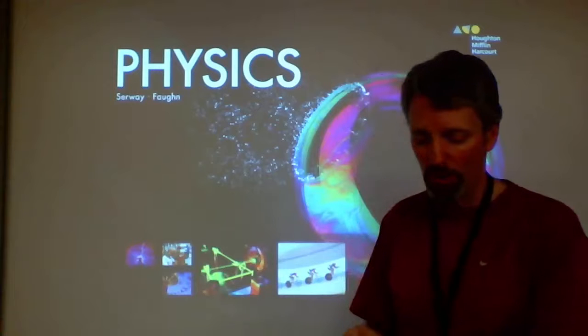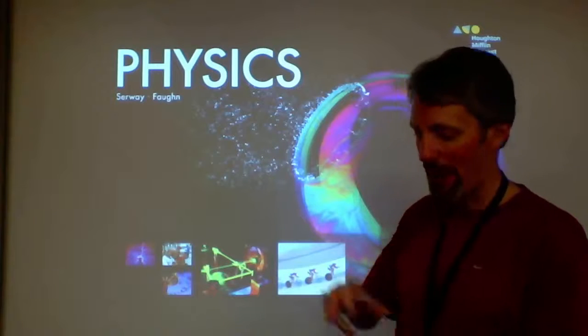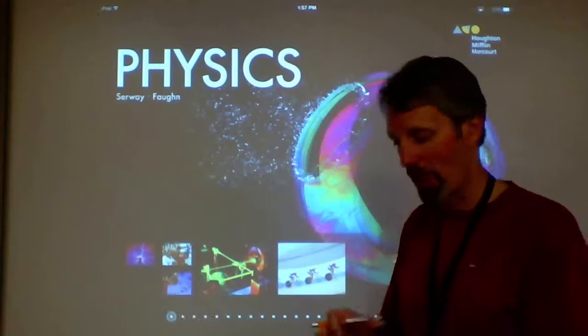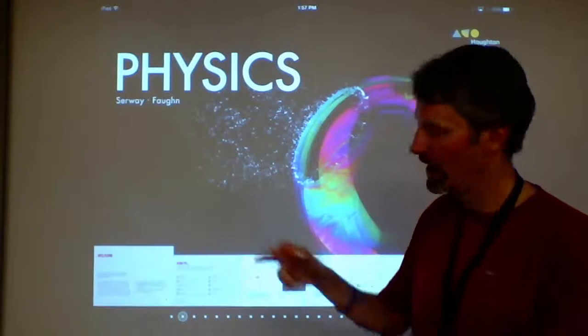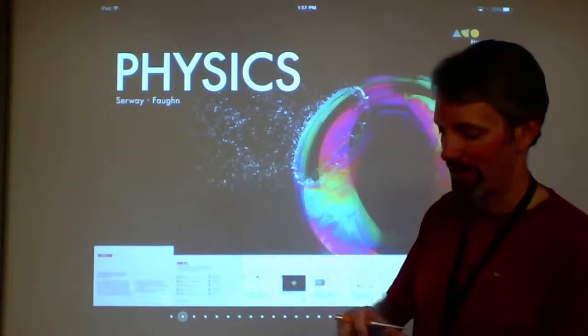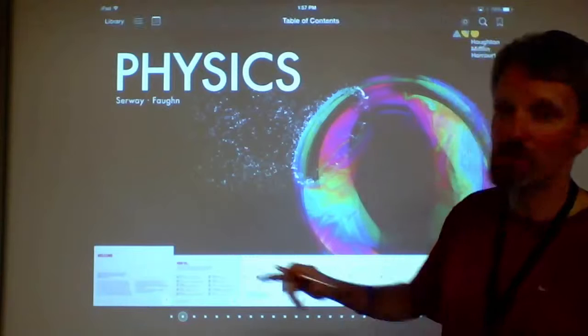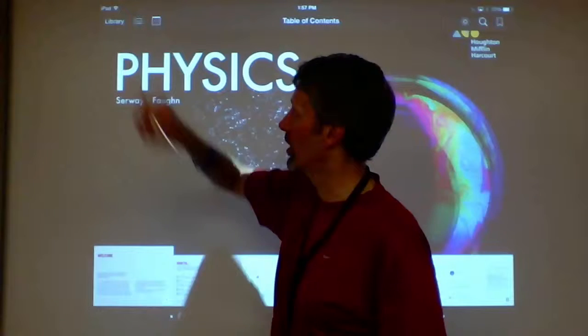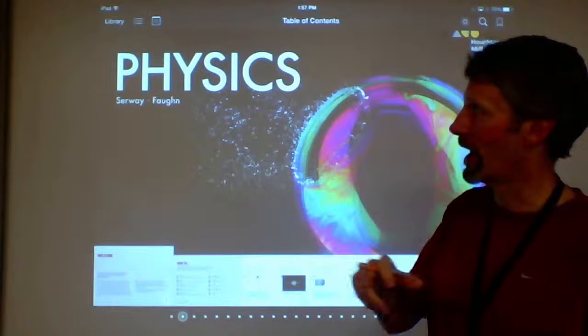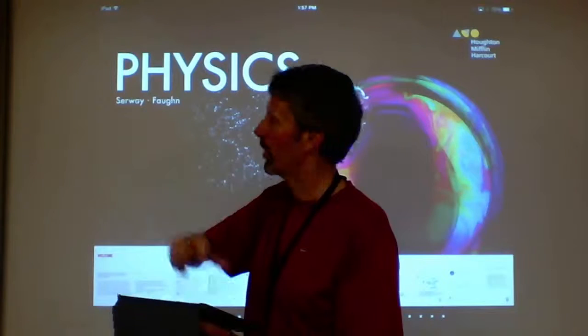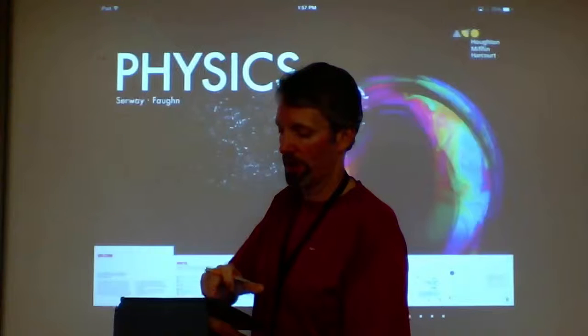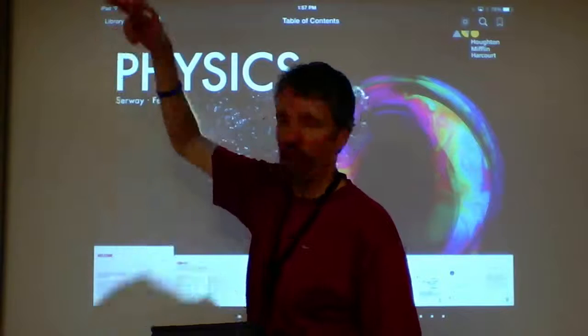You can tap anywhere on the screen, and if you're not on the cover, I'm going to flip over one page, and I get to the table of contents. Tap on the screen on any page other than the cover, and you get that toolbar that comes down. You can go back to the library by clicking on the library word right there, and it'll take you back to the bookshelf.